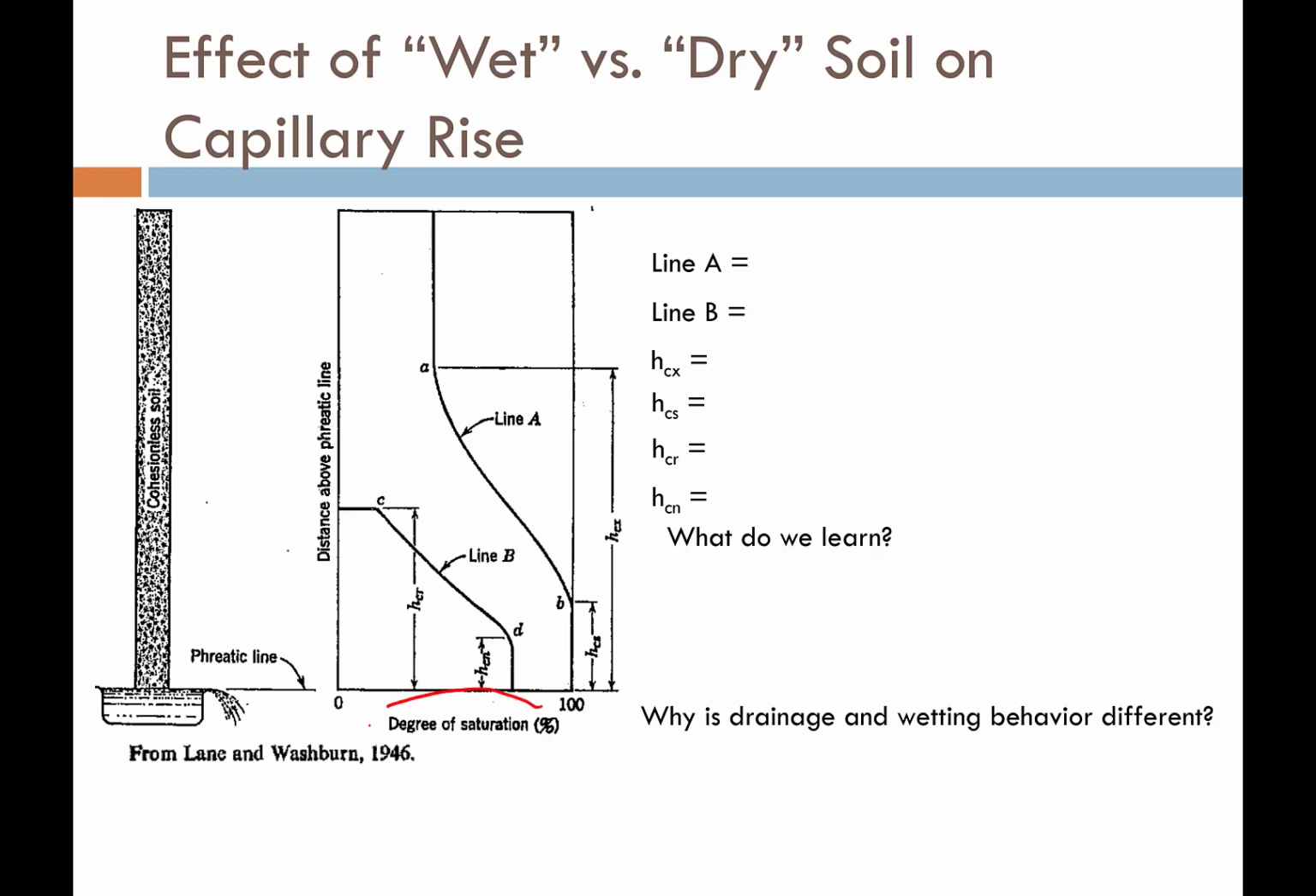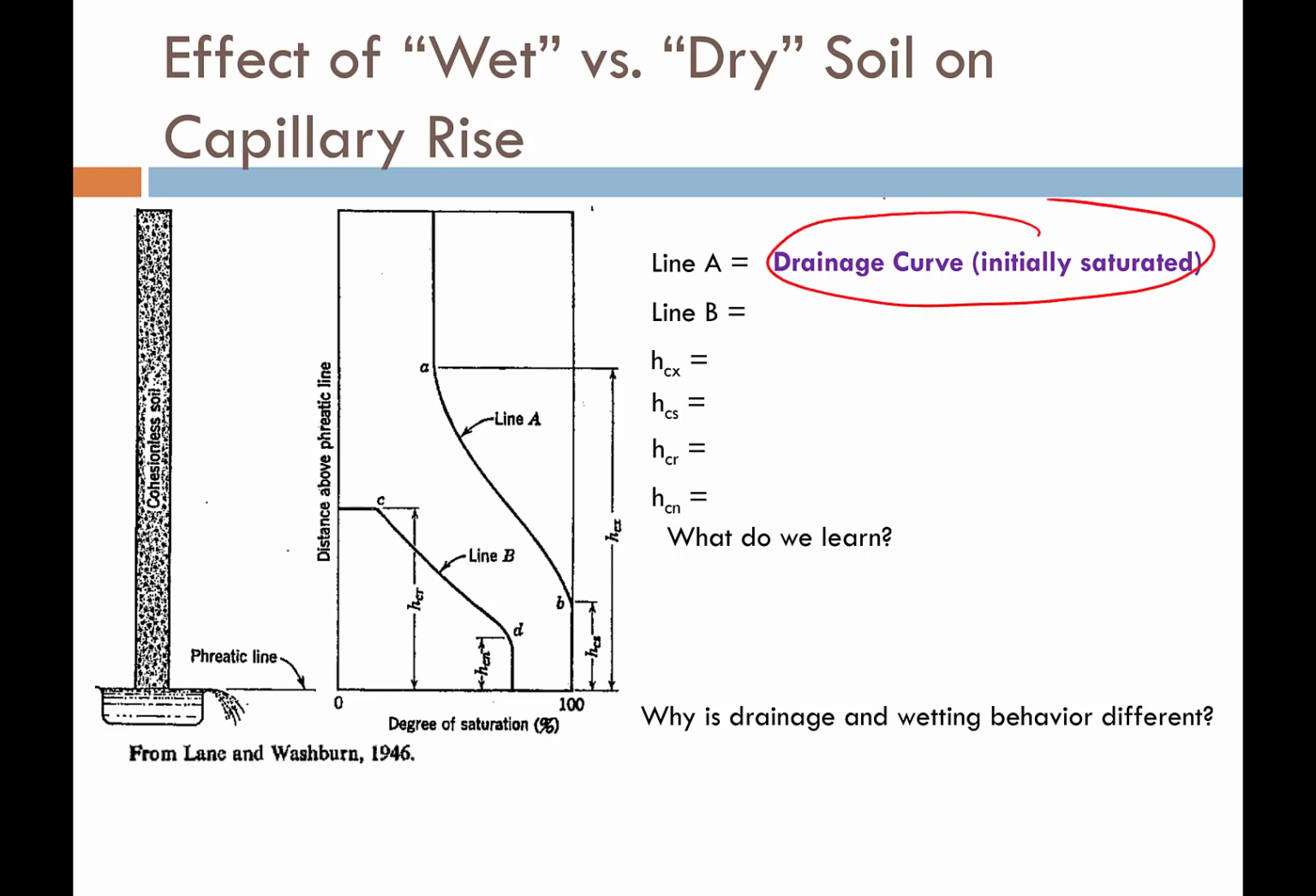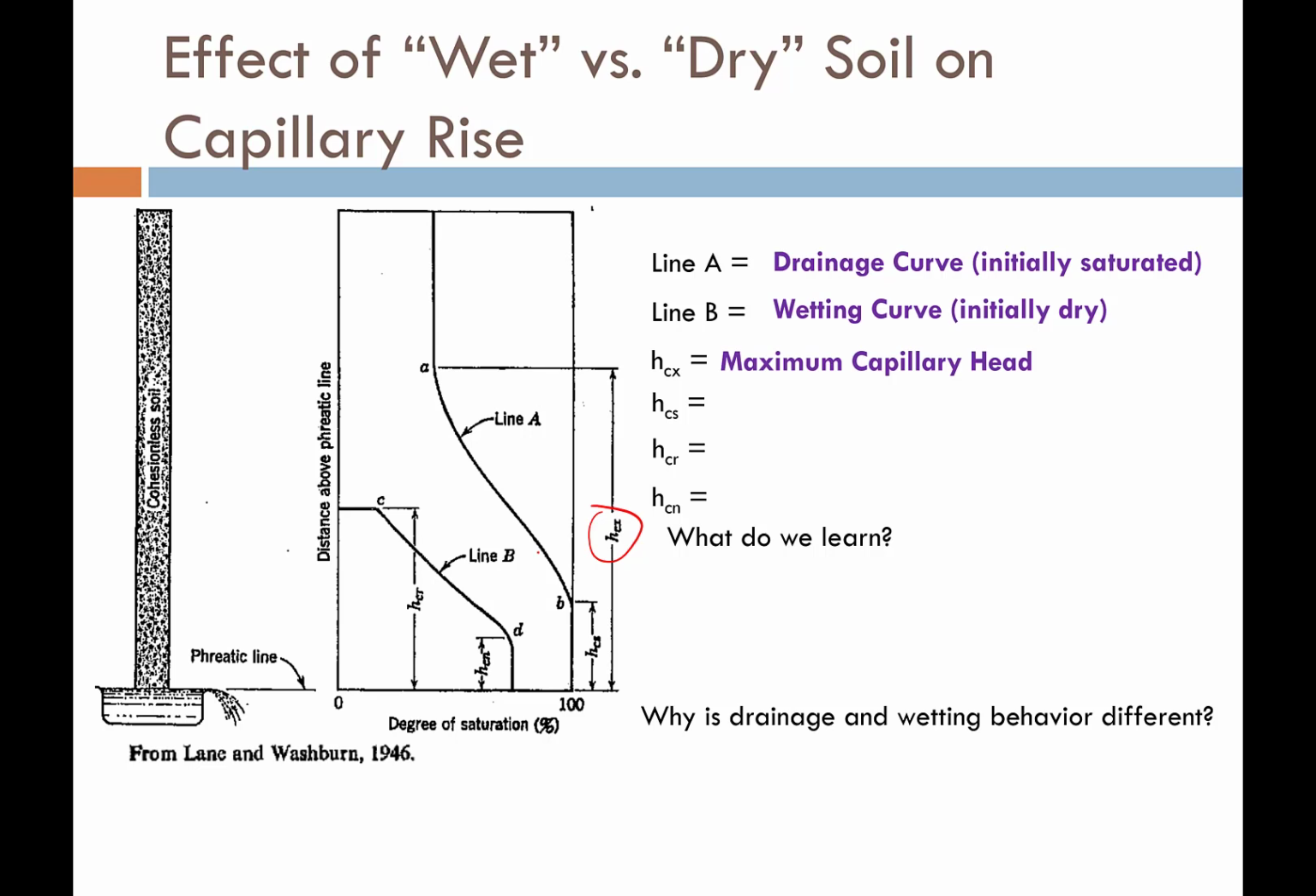And then what they did was they measured the degree of saturation in the tubes with the distance above the phreatic line. And what we get are two different lines from these two experiments. Line A corresponds to the curve they measured when they did the experiment on fully saturated sand. Now, in this instance, the sand initiated saturated, but began to drain when they stuck it into the tube of water. Thus, we call it the drainage curve. So that represents line A here, okay? Now, the second line, line B, represents the curve they measured when they placed the completely dry soil into the water, and they call it the wetting curve. So this is the curve that they measured when the soil is initially dry. Now, some other dimensions that they labeled, HCX, this is called the maximum capillary head.